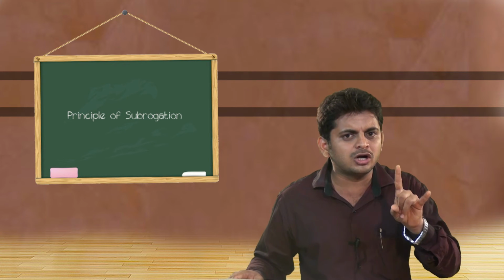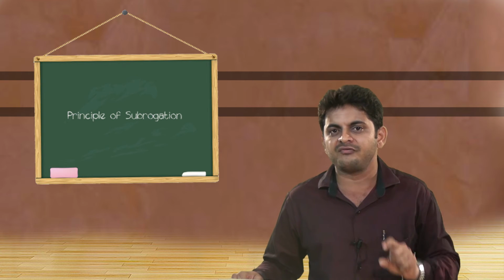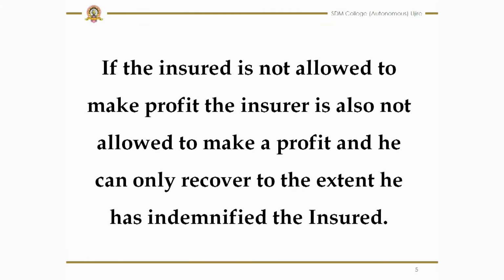The insured is not allowed to make profit, because if we get the compensation from the insurance company as well as from the third party, it would give the insured many monetary benefits from the contract. So the insured will not be allowed to make any profit from the insurance contract. In the same way, even the insurance company is not allowed to make any profit from the insurance contract. It cannot recover more than the actual loss.